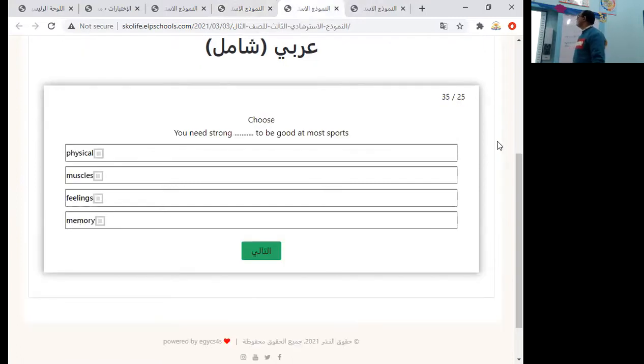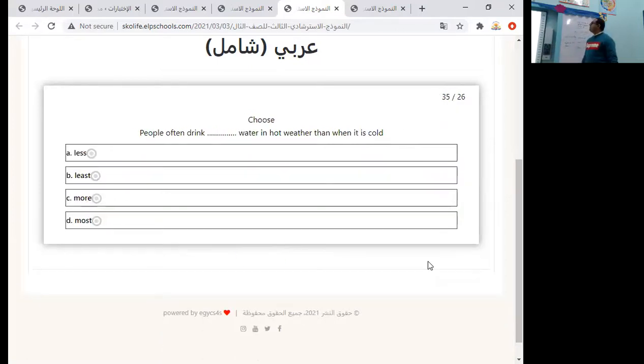You need a strong space to be good at most sports. Here, a question of vocab. Physical, I can't use physical. Why? Because physical is an adjective. It should be followed by a noun, and I don't have a noun here. Muscles, something in your body that helps you to do something in a strong way. So the answer here is: you need strong muscles to be good at most sports.